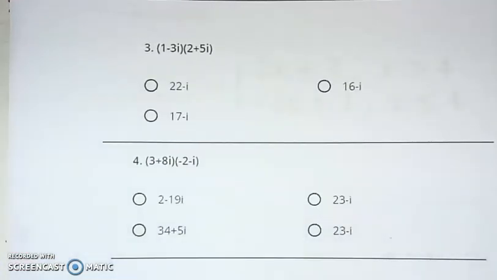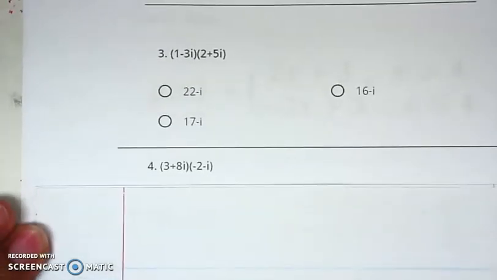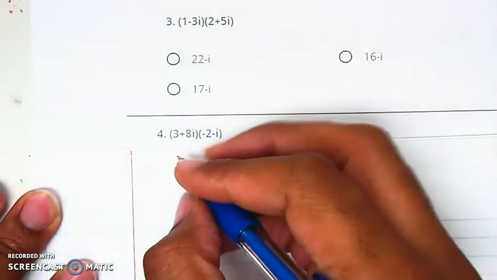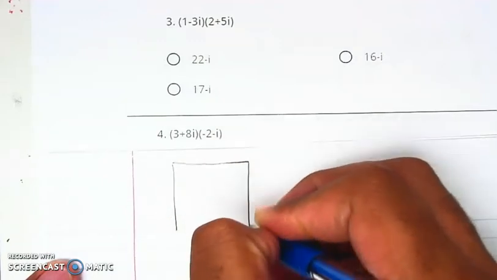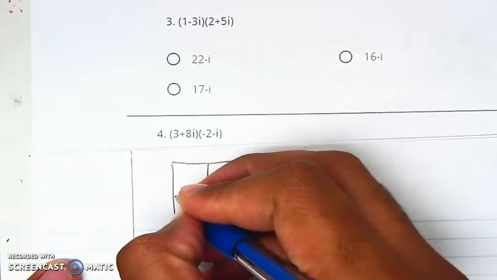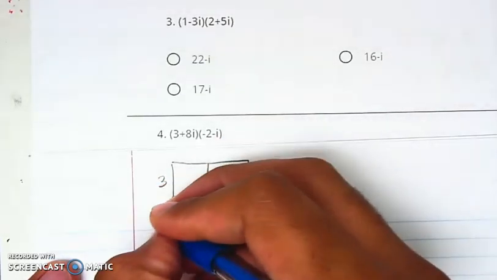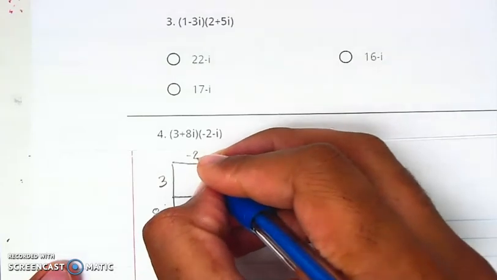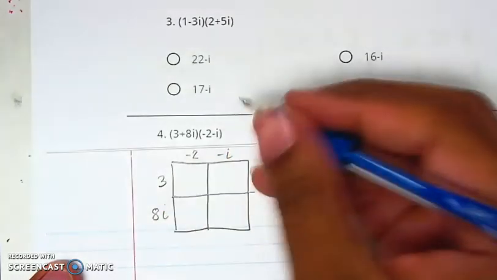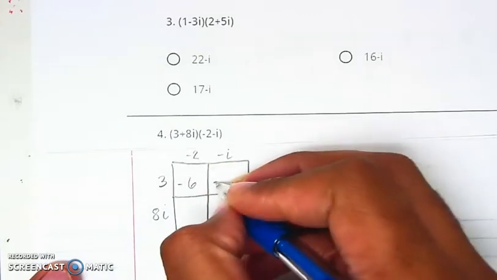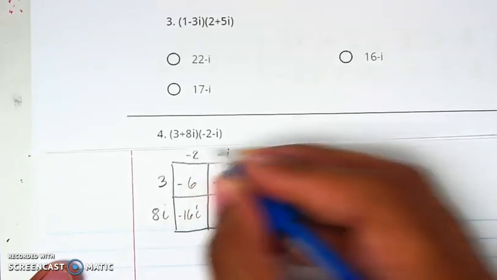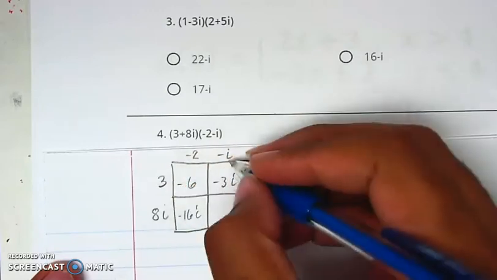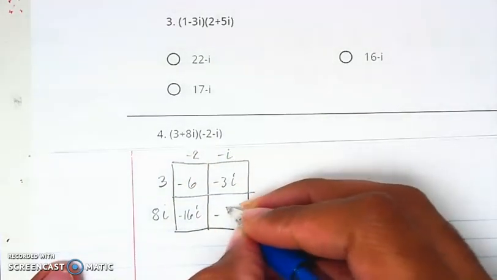We're almost done with our complex numbers. Let's go to 4. Again, we're going to multiply, and you can do either way you want. I'm going to do box method. If you did FOIL, it's going to be the same. Box method and FOIL are the exact same thing, it's just how you're setting it up visually. So here we get negative 6. Then 8 times negative 2 is negative 16i. And then 8i times negative i is negative 8i squared.